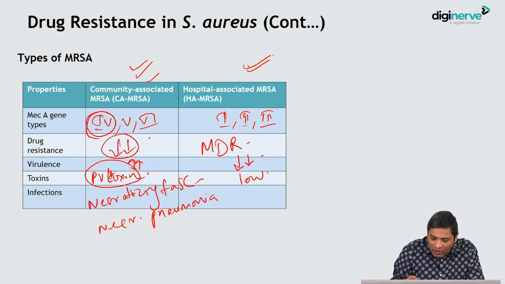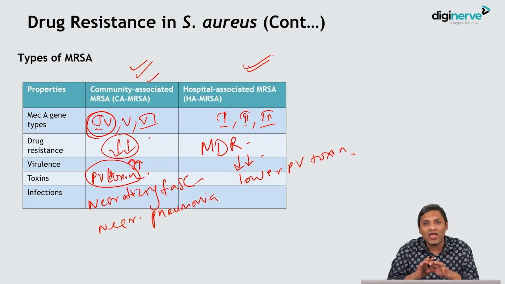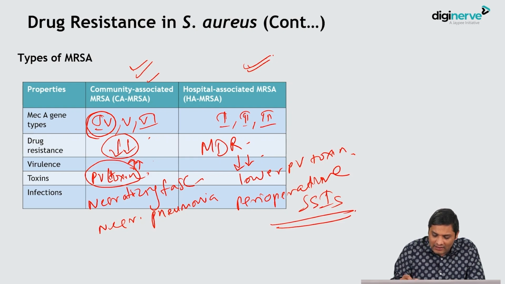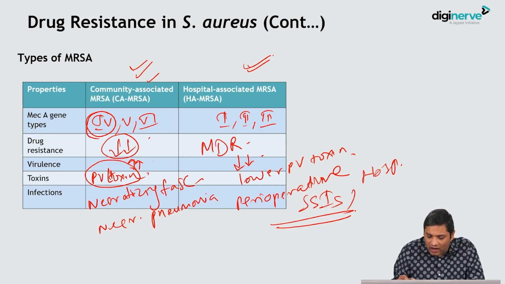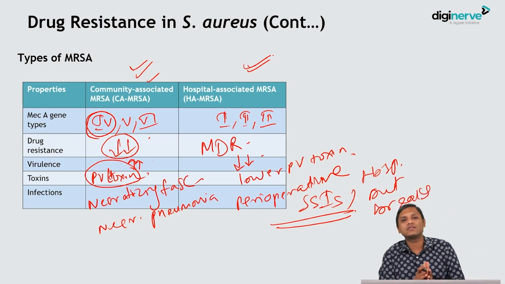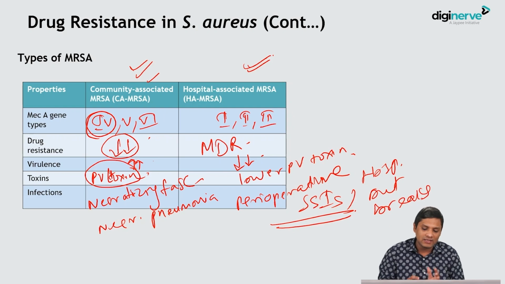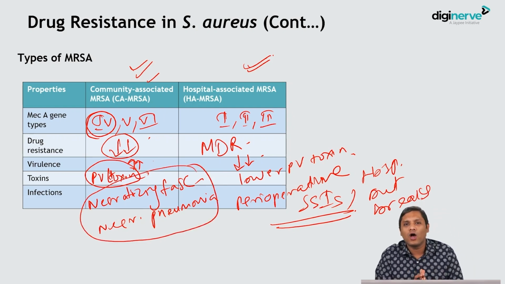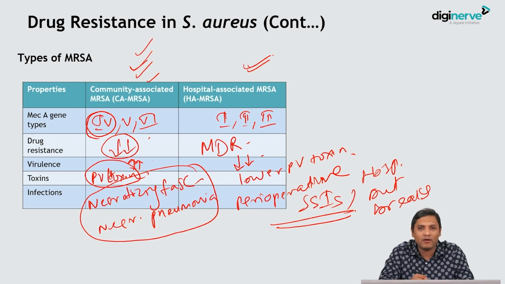They will have lower expression of PV toxin, and the infections caused by hospital acquired MRSA strains include various perioperative surgical site infections, and they will cause various hospital outbreaks of infections. However, the more serious infections like necrotizing fasciitis and necrotizing pneumonia are more common with community associated MRSA strains.